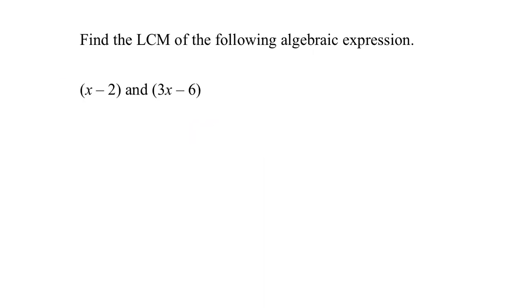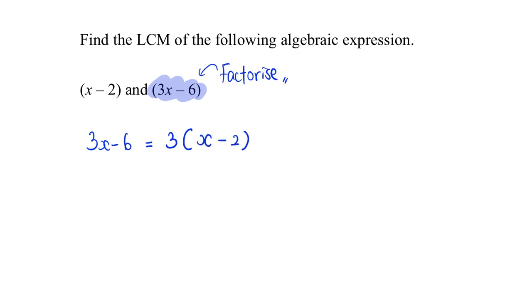Hello everyone, welcome to this part of the problem where we are required to find the LCM of the following algebraic expression. So I would already have the x minus 2, but let's focus on this though. If we can factorize any of the expression, we always factorize. Alright, so 3x minus 6 is equals to, I know that there is a common factor 3, and I'm left with x minus 2.